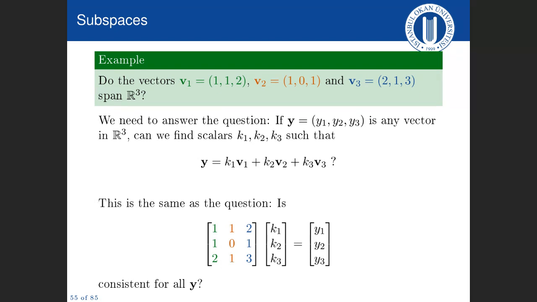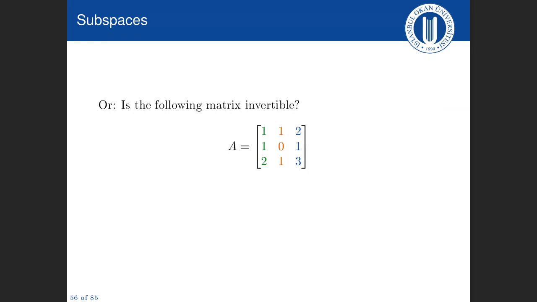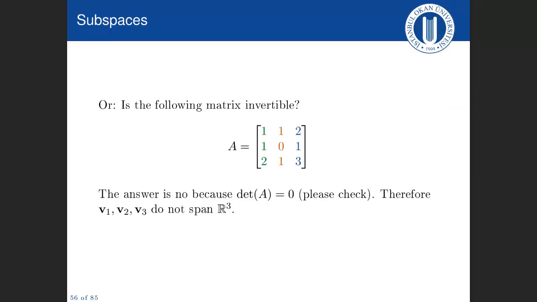Or an equivalent question: is the following matrix invertible? The answer to all of these questions is either yes or no. And in fact, the answer is no. Why? Because the determinant of this matrix is equal to 0. I'll leave that for you to check. That tells us that our vectors v1, v2, v3 do not span R3.